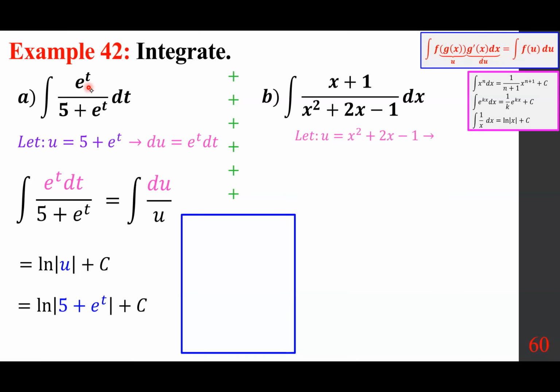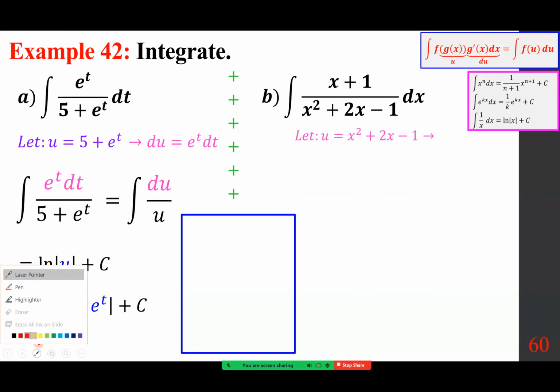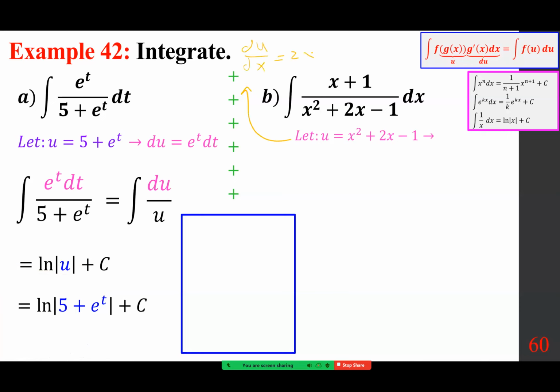Now, if I differentiate that, let me show you. So this one, du dx is 2x plus 2, or 2 times x plus 1. Therefore, du is 2 times x plus 1 dx.